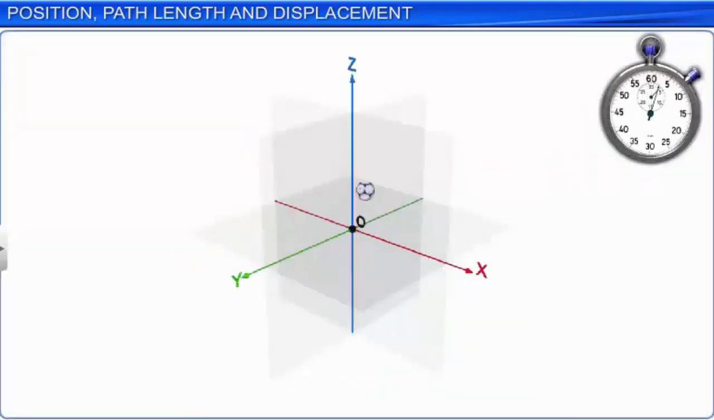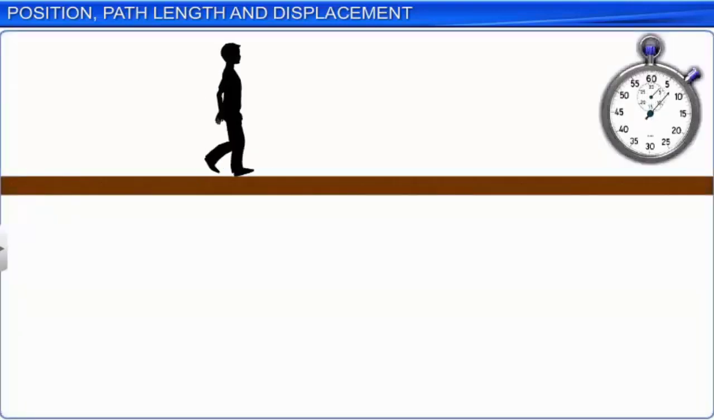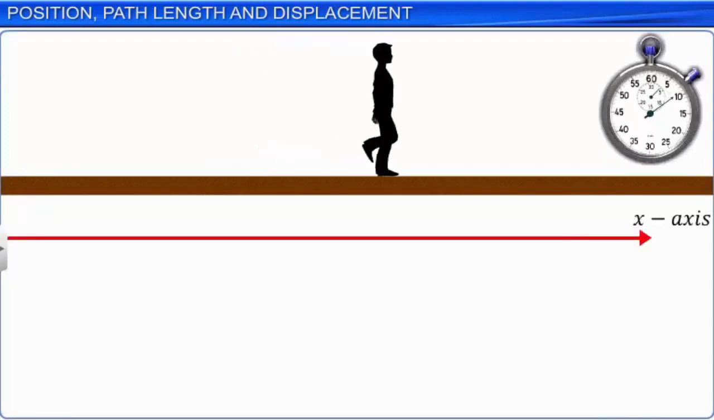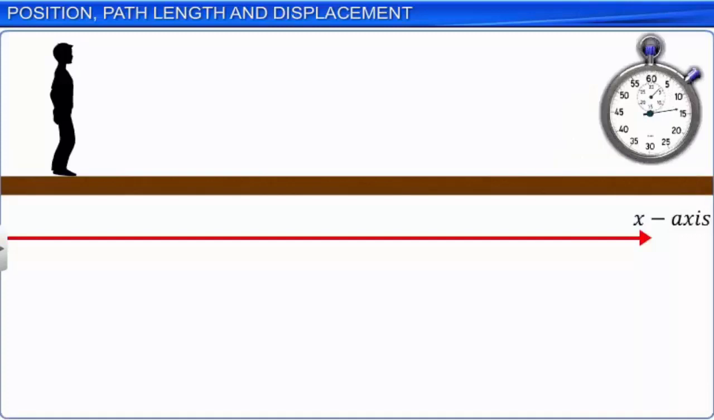Let's consider the example of a man walking along a straight line. Take the x-axis to coincide with the straight line. Fix the origin of the axis at the point from where the man starts walking. This is represented by x equal to 0 when time t equal to 0. A and B represent the position of the man at different instances of time.